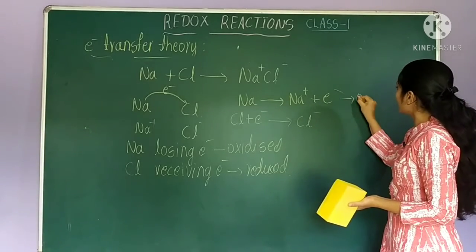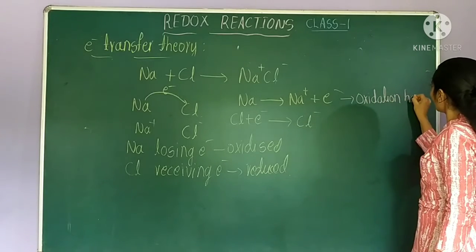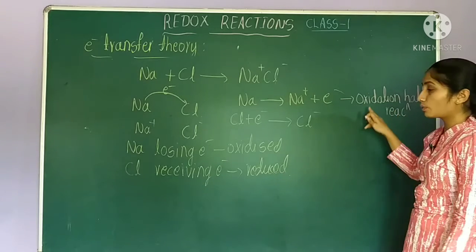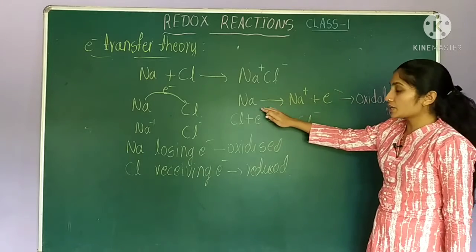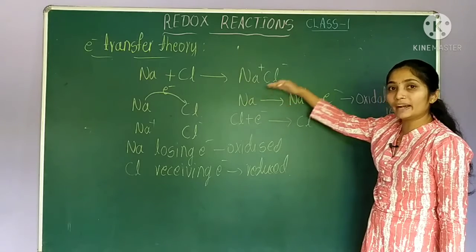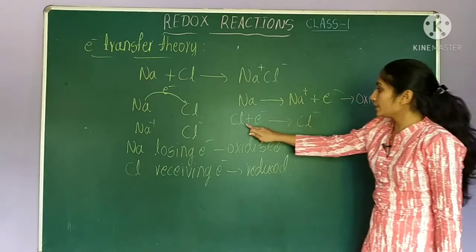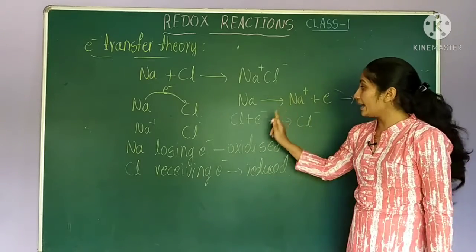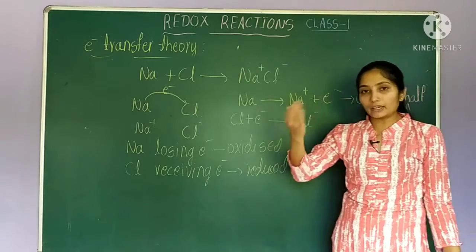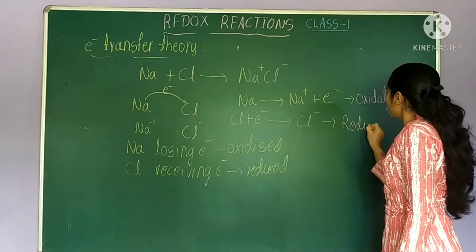Sodium is getting oxidized, so this is oxidation half reaction. What is oxidation half reaction? The reaction in which an element loses its electron is called oxidation half reaction. So this is reduction half reaction. Here element is receiving electron. You know, gain of electron is reduction. So this reaction is reduction half reaction.